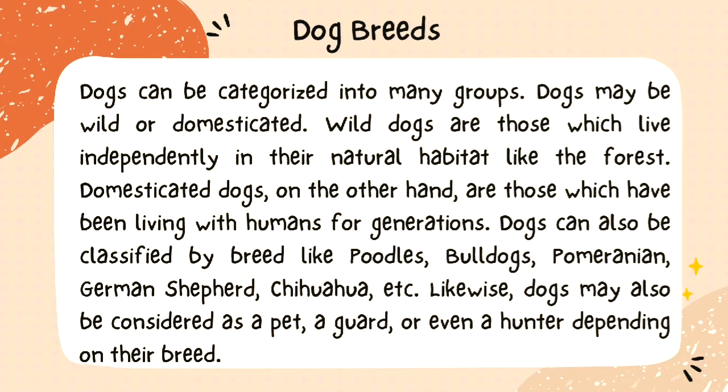In this example, the details are classified into categories of dogs such as being wild or domesticated, having a particular breed, and serving a specific purpose. The signal words used are, on the other hand, categorized and classified.